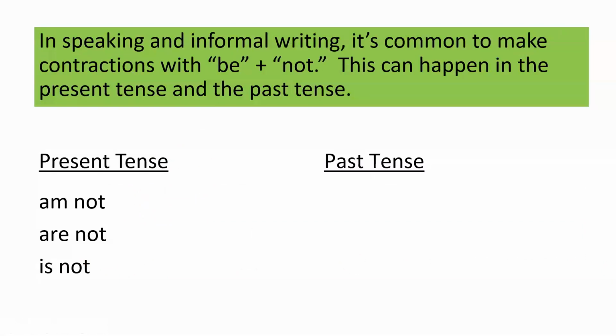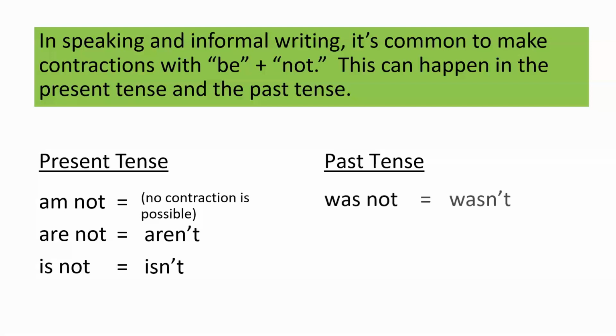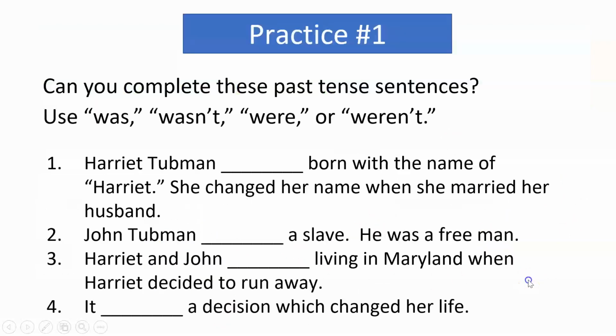So in speaking and informal writing, it's common to make contractions with be plus not. And this can happen in the present tense and the past tense. So for the present tense, am not has no contraction, but are not turns to aren't, is not turns to isn't. In the past tense, was not turns to wasn't, were not for a plural sentence changes to weren't. So there's 4 possible contractions: aren't, isn't, wasn't, and weren't.